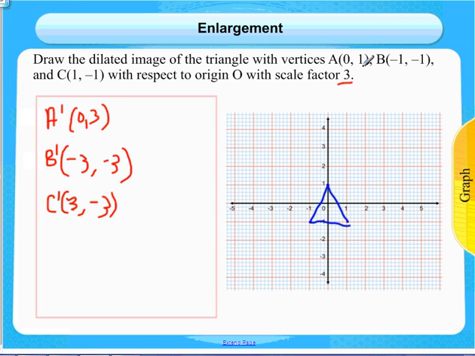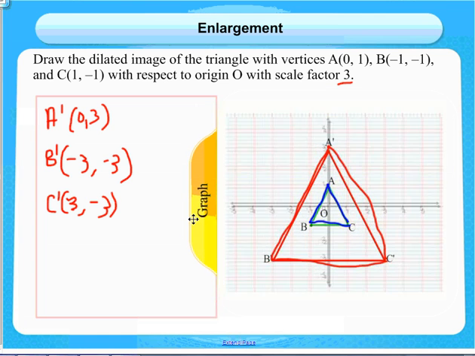All right, now I'm going to do the dilation or the enlargement of the new image. So I have 0, 3, negative 3, negative 3, and 3, negative 3. So my triangle got bigger, but just like the definition says, the red figure or the image is similar to the original triangle. They are similar. All right, so let's see how well my graph turned out. There we go. A little easier to see.